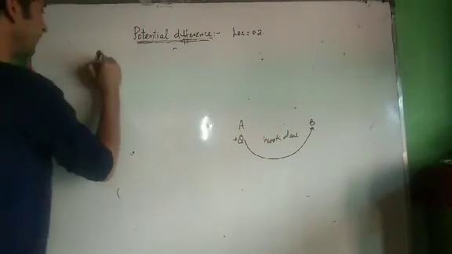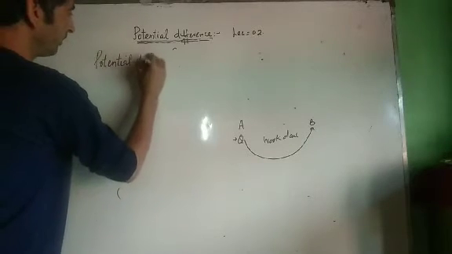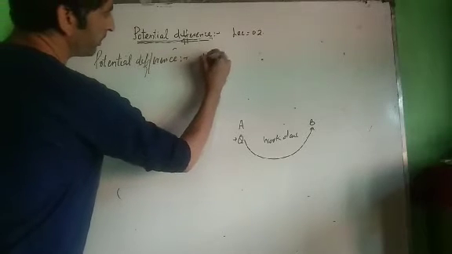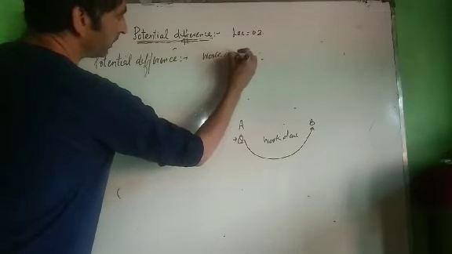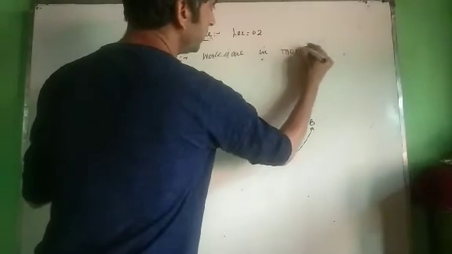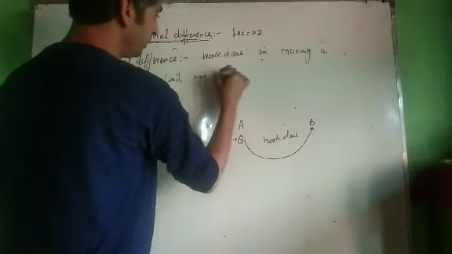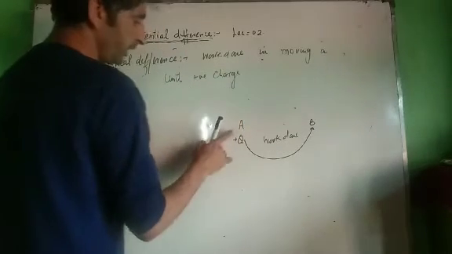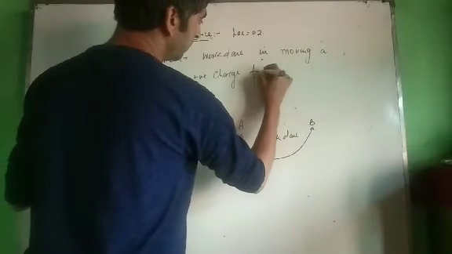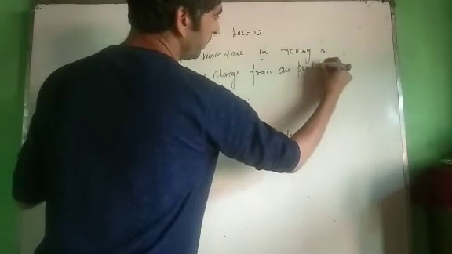Potential difference is defined as the amount of work done, it is the work done in moving a unit positive charge from one point to other point.